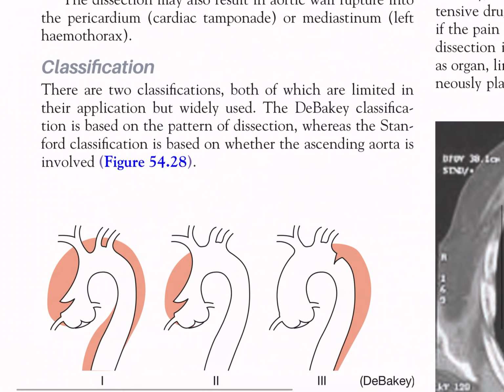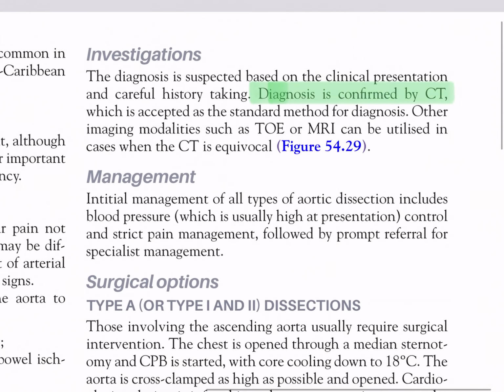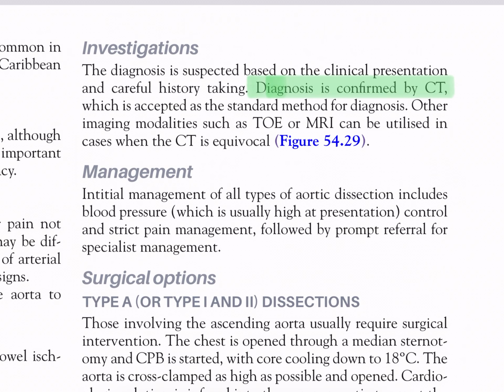So classification: there are two classifications, both of which are limited in their application but widely used. The DeBakey classification is based on the pattern of dissection, whereas the Stanford classification is based on whether the ascending aorta is involved or not. Investigation: the diagnosis is suspected based on the clinical presentation and a careful history taking. Diagnosis is confirmed by CT, which is accepted as the standard method for diagnosis. Other imaging modalities such as transesophageal echocardiography or MRI can be utilized in cases when the CT is equivocal.